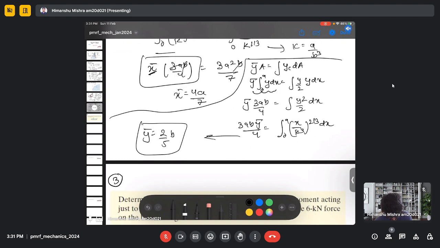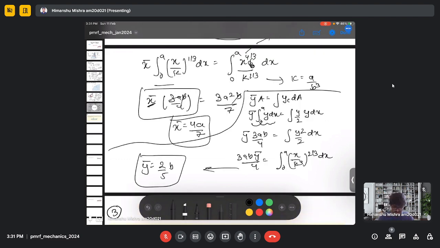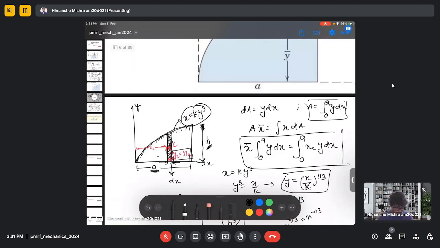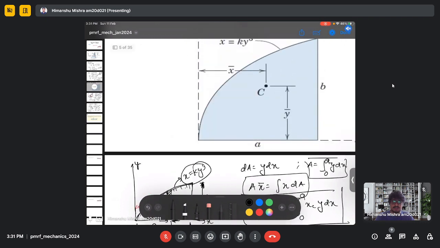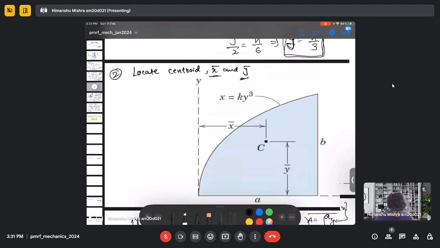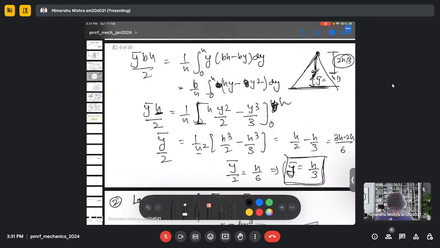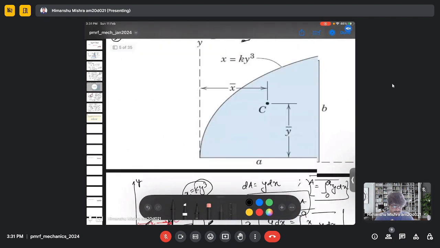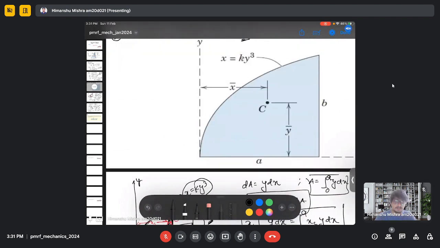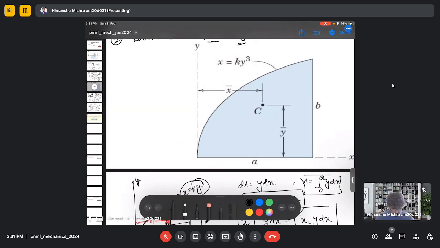So this is the y bar, and this is the x bar. So basically, you need to use the moment balance equation in both directions, x and y direction, to calculate the centroid in both directions. In the previous one, we used the moment balance in only one direction, y bar. So you can use it multiple times in order to get the centroid in multiple directions. So any issue?